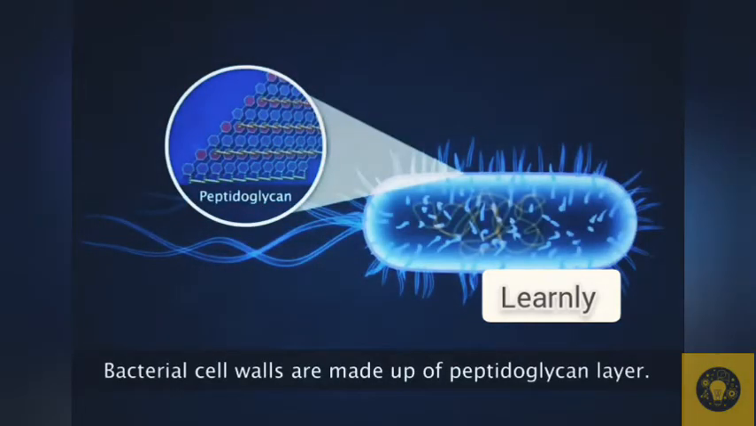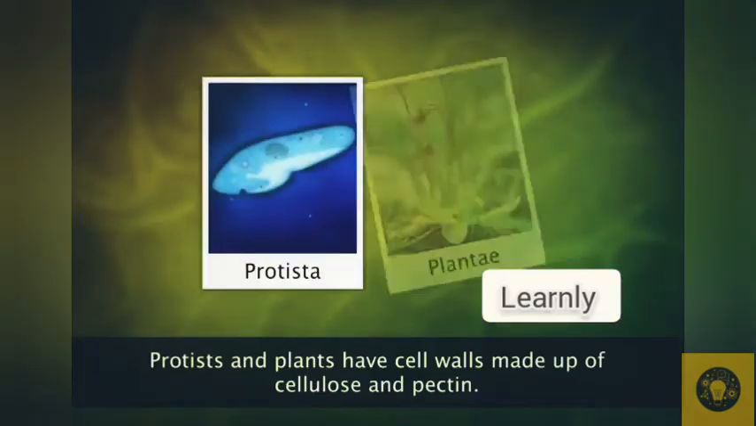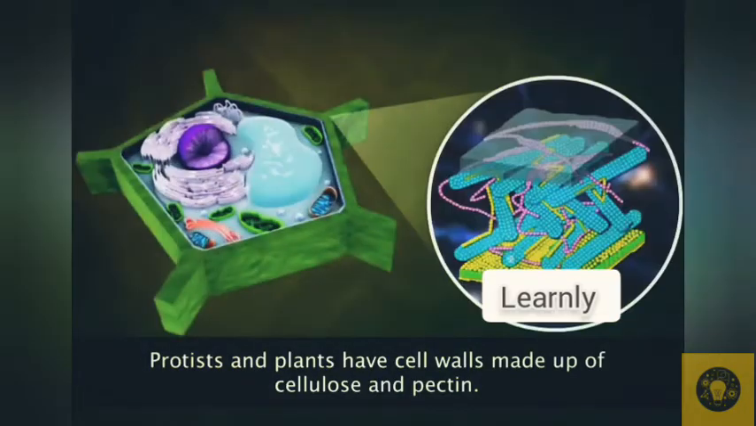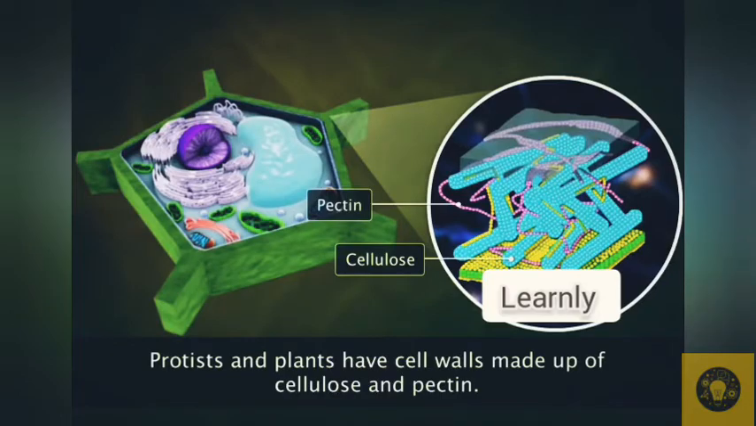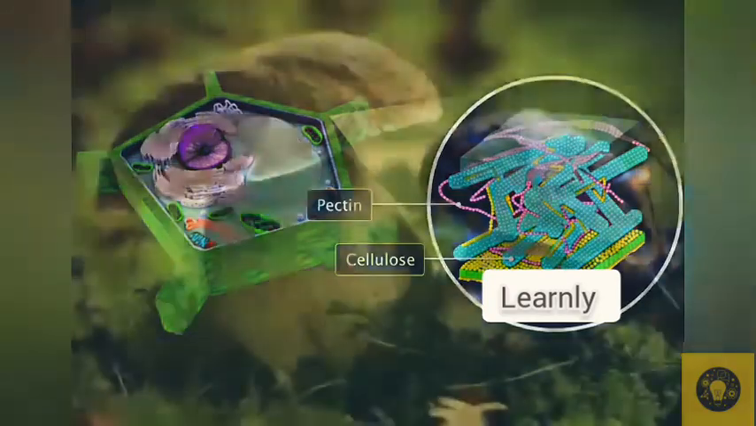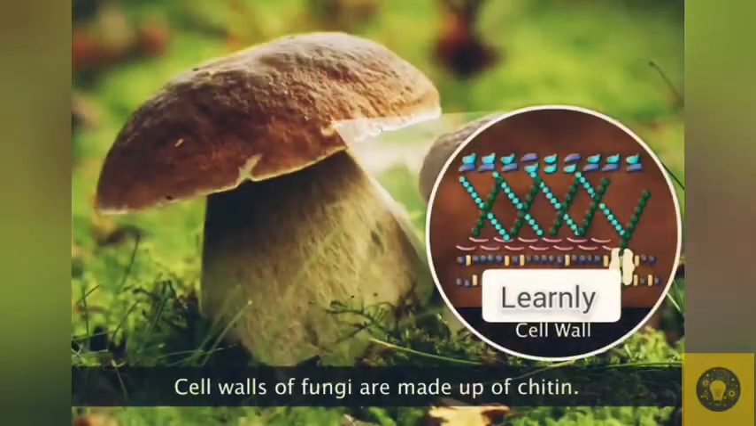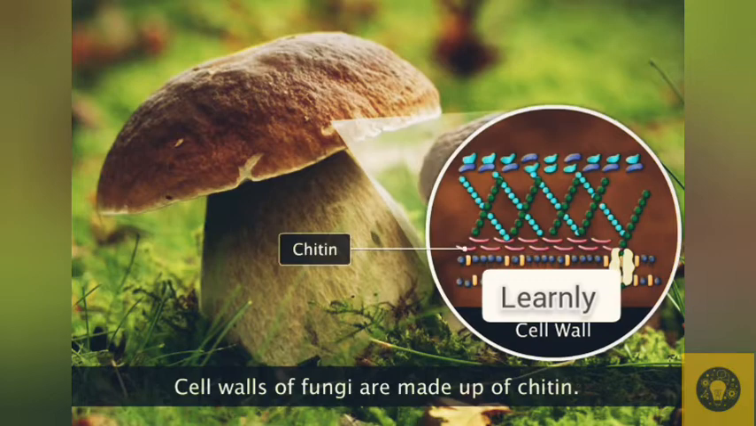Monerans, such as bacteria, have cell walls made up of a polymer of sugars and amino acids called the peptidoglycan layer. Protists and plants have cell walls made up of cellulose and pectin. However, the cell walls of fungi lack cellulose. They are made up of a long-chain polymer named chitin.